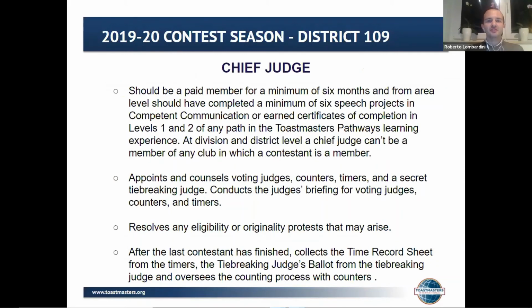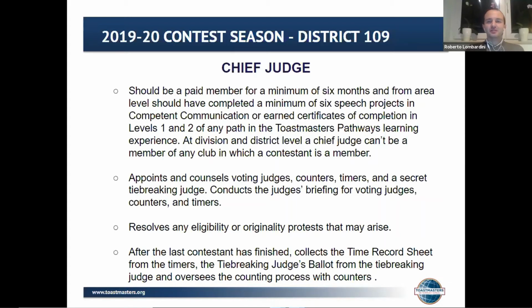Chief judge, as we have seen before, at club level can be any paid member of that club or another club. From area level, he or she should have the 6 speeches in Competent Communication or the second level of Pathways. At division and district level, a judge can be a member of any club in which a contestant is a member. So it's good for the person in charge of contests at division and district to check all the clubs where contestants belong. The chief judge is the person that has to choose the counters, judges, and timers, and to brief them, reminding them of the rules and what they have to do.